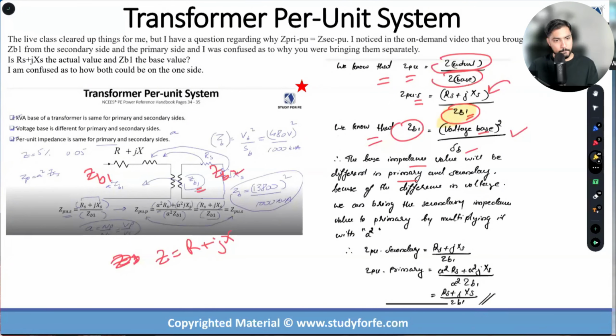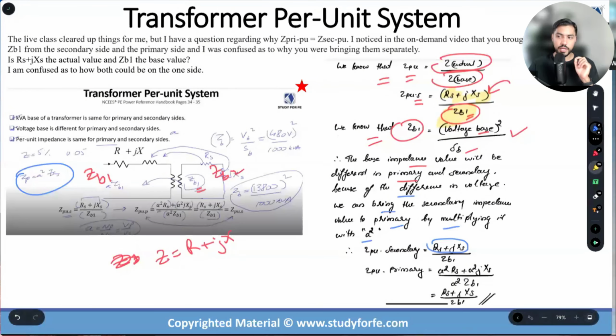ZB1 is not the same; it is different. The actual resistances and impedances are also going to be different because of the difference in voltage. We can bring the secondary impedance value to the primary by multiplying it by A squared. This is my secondary impedance in the numerator. The actual impedance is just in the numerator, you've got to remember. So when I multiply by A squared, I multiply A squared with RS and with jXS. Does it make sense?